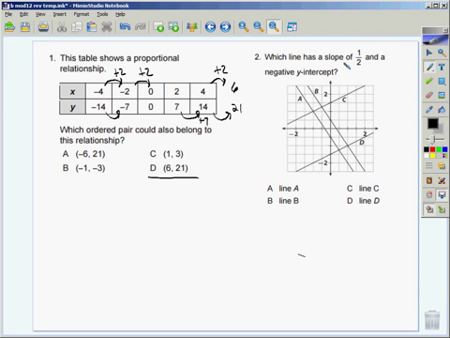Question number 2. It says, which line has a slope of 1/2? In other words, the slope should be positive. That eliminates 2 possible lines because line A and line B are forcing me in a negative direction. It says, and a negative y-intercept. So where it's crossing the y-axis has to be negative. This is negative, but this one is positive, so it eliminates C. It meant that D was the correct answer.